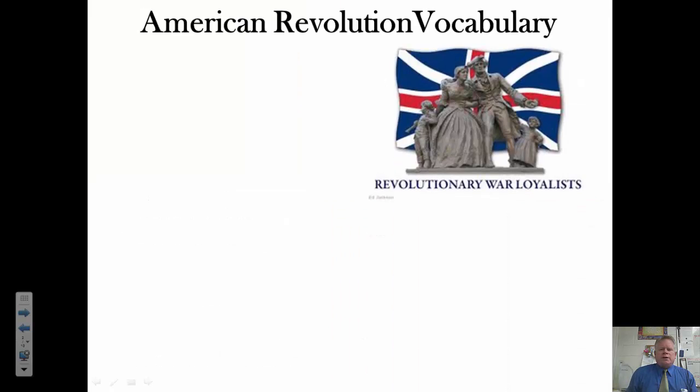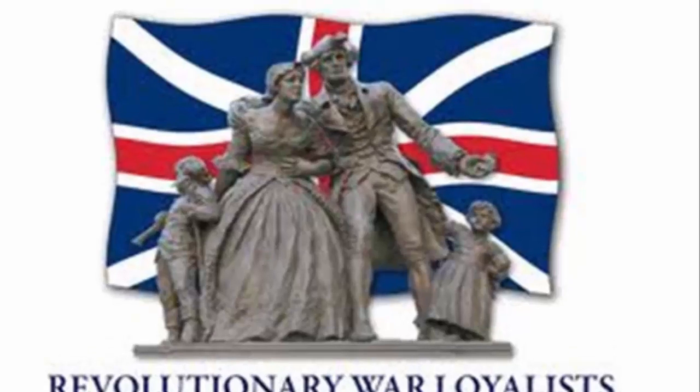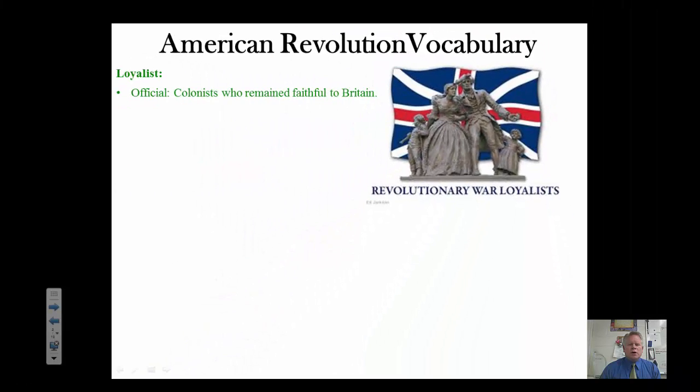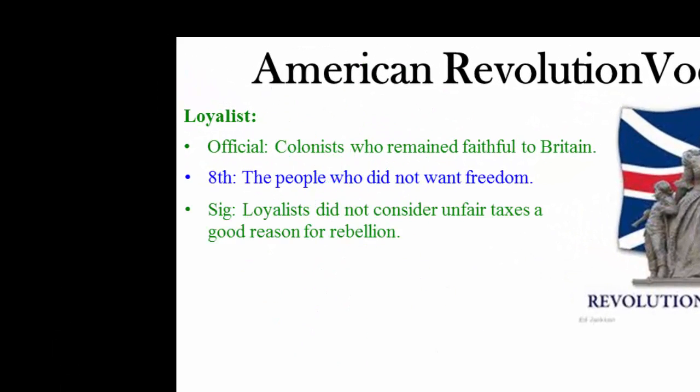Okay, vocab today, we have 4 words, and the first one is loyalist. A loyalist, they were colonists who remained faithful to Britain. 8th grade definition, people who did not want freedom. And loyalists did not consider unfair taxes a good reason for a rebellion.